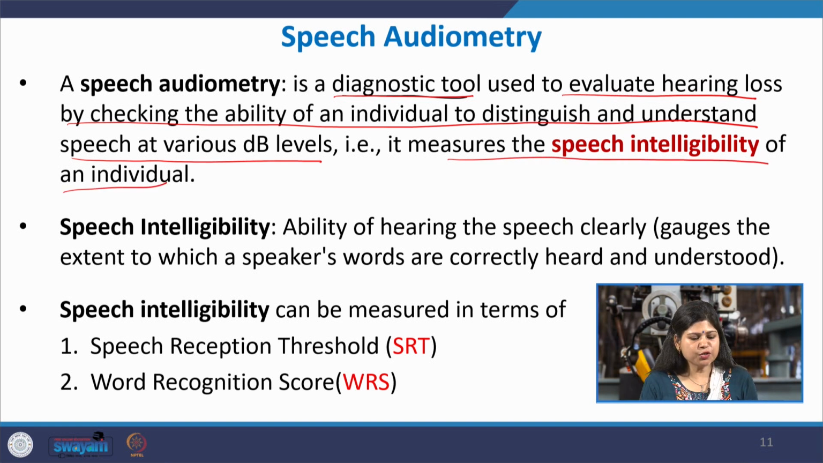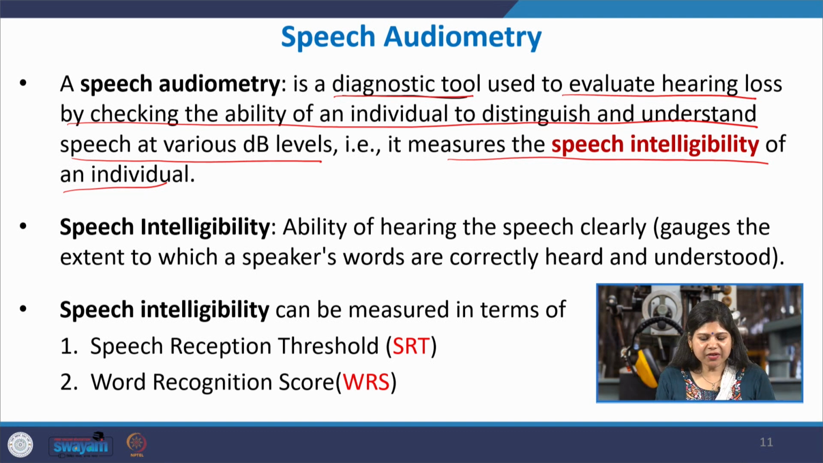So, what is the speech intelligibility? It is the ability of hearing the speech clearly, which means that it gauges the extent to which a speaker's words are correctly being heard and understood. Speech intelligibility is harder than just hearing the sound, because you do not have to just detect the presence of sound stimulus, but you also have to understand what that particular stimulus is. So, it is detection plus being able to understand what exactly it is.